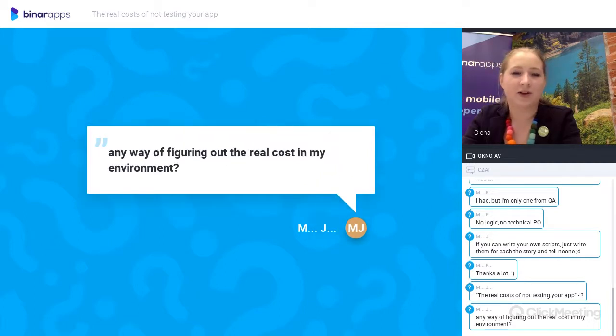Any way of figuring out the real cost in my environment? Actually, I would base it on the statistical data that you had previously. I mean, how many defects have been found on production, for example, and how much the defects cost. For example, you have found last year in your application, let's say, 15 defects. You need to track the time that the developers and testers spent retesting, testing, deploying it, fixing it, and stuff like this. So you calculate it all.